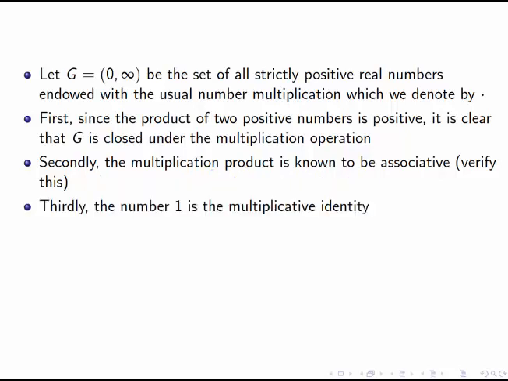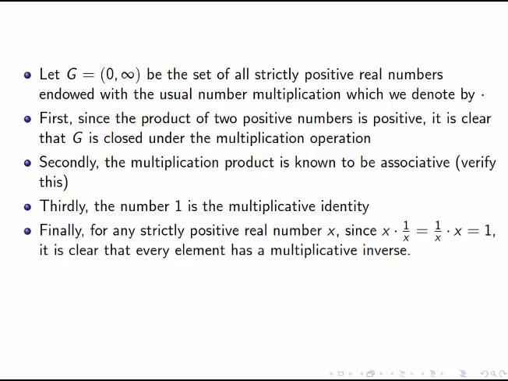Now, thirdly, the number 1 is the multiplicative identity. So indeed, given x, which is in G, x times 1 is 1 times x, and that's x. So we have an identity.